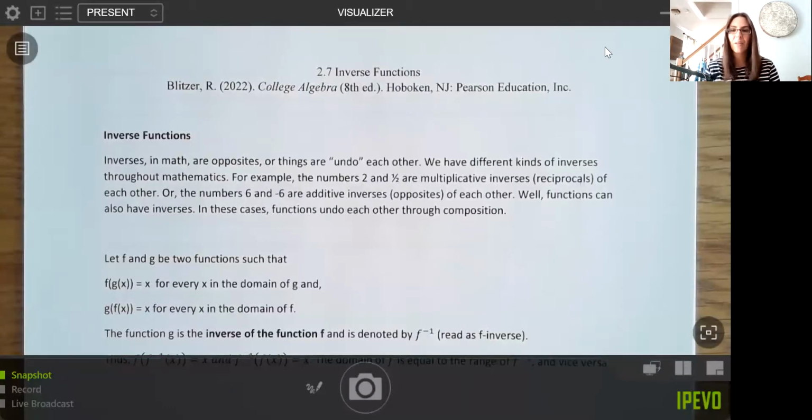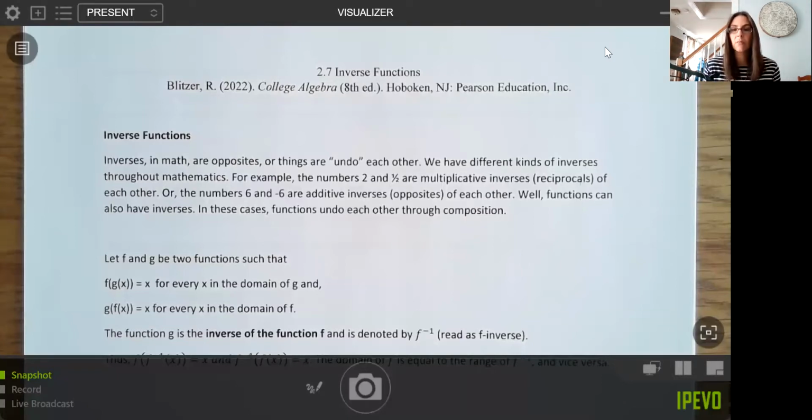Everybody. In this set of video lectures, we're going to look at section 2.7, which covers inverse functions. In math, there are lots of different kinds of inverses. An inverse is just a sort of opposite or something that undoes another operation.